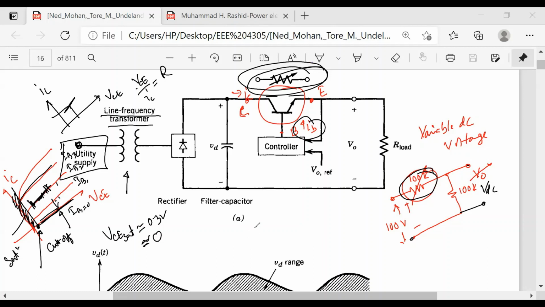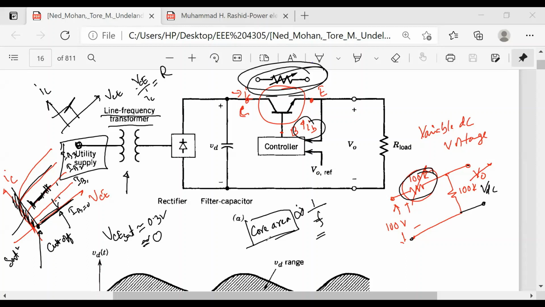The core area of the transformer is inversely proportional to the frequency. So if the frequency is very small, then the core area would be large. If you can somehow increase the frequency, then your core area will be smaller. Then you can use a smaller size of transformer.